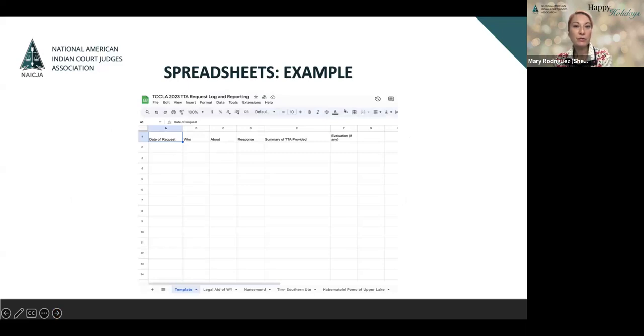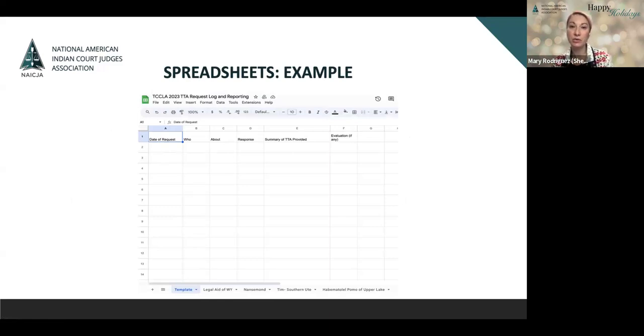This is an example of the TTA, which is a Training and Technical Assistance Request. On NIJA's website, or just by email, folks will email and say, hey, we need some help establishing this tribal court, or redoing our tribal code. So I just created down here the tabs of the folks that requested the TTA, and then I just have very simply like 5 columns.